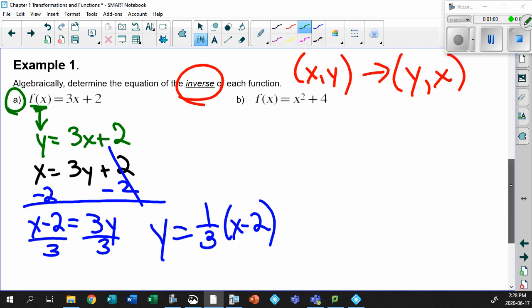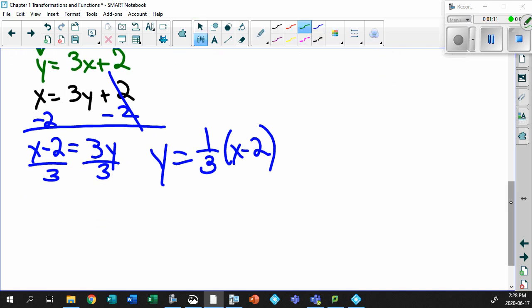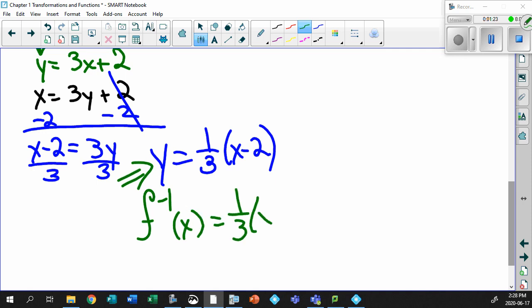Now, the cool thing about this is this. You have to use the proper notation, right? You have to indicate that this is actually the inverse function. So let's use the proper notation. f of minus 1 is the proper notation. So f inverse of x equals 1/3 (x minus 2).